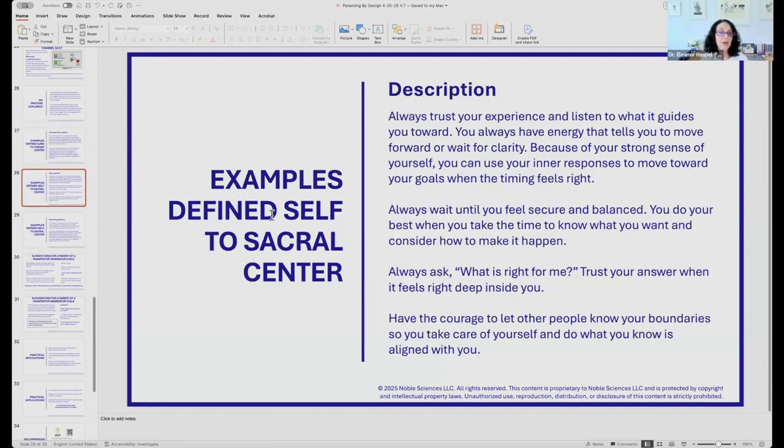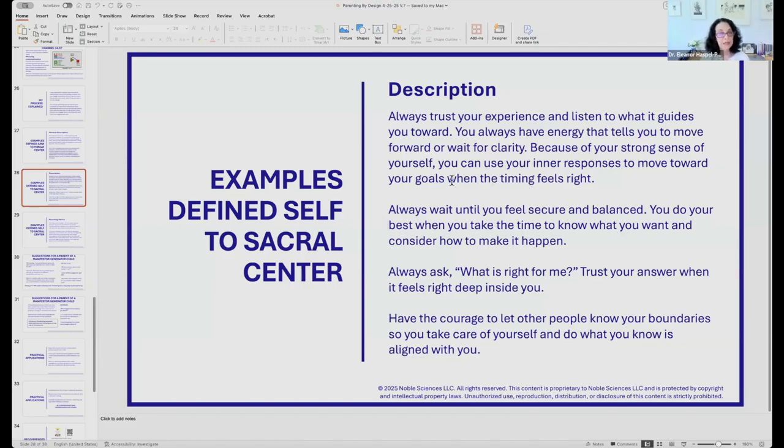Here's an example of the self defined to the sacral center. Now, in general, you want to trust your experience, listen to what it guides you toward. You always have energy that tells you to move forward or wait for clarity, because the sacral center, defined to the self, is giving you a sense of momentum from your inner gut response.